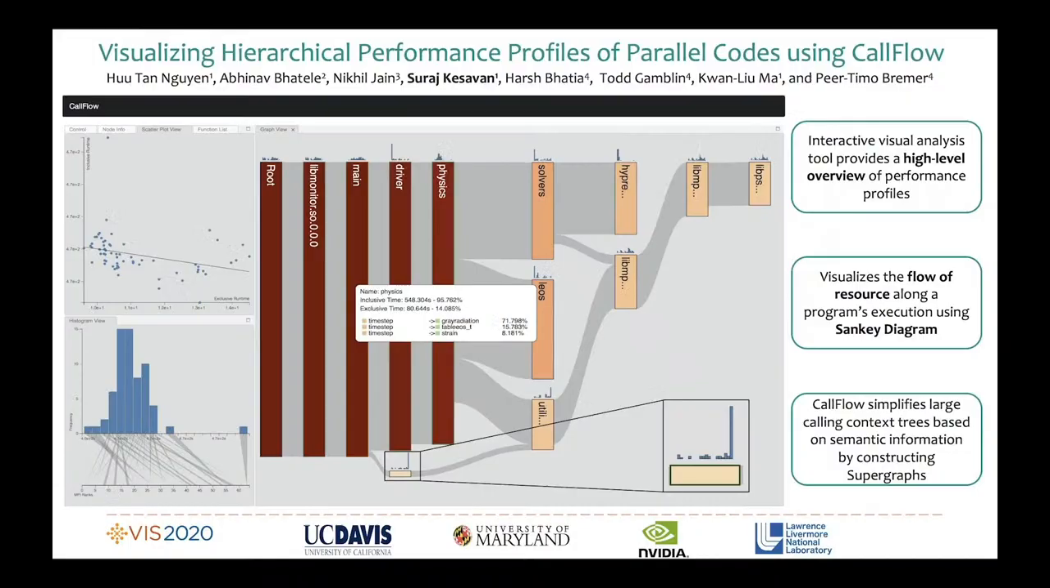In this talk, we introduce CallFlow, an interactive visual analysis tool that provides a high-level overview of performance profiles from large-scale scientific applications. CallFlow visualizes the flow of resources of a program execution as a Sankey diagram to detect performance bottlenecks in parallel codes. CallFlow simplifies these calling context trees based on semantic information by constructing supergraphs.